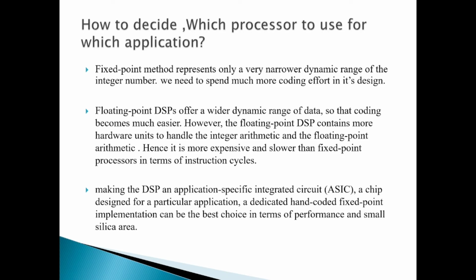Let us see how to decide which processor to use for which application. Fixed point method represents only a very narrow dynamic range of the integer number. We need to spend much more coding effort to design fixed point DSPs. Floating point DSP offers a wider dynamic range of data so that coding becomes much easier. However, the floating point DSP contains more hardware units to handle the integer arithmetic and the floating point arithmetic. Hence, it is more expensive and slower than the fixed point processor in terms of instruction cycles.